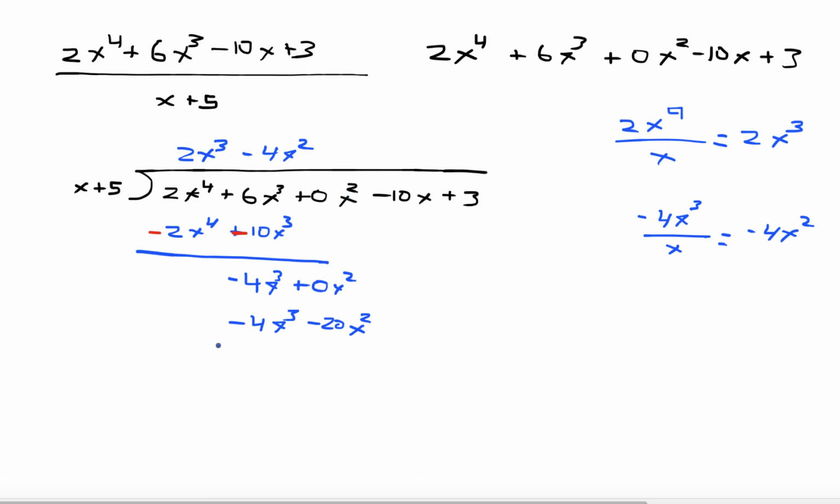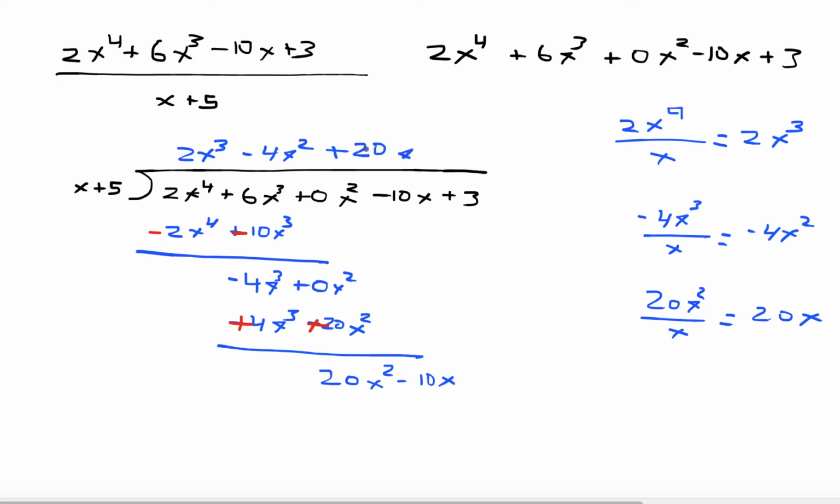So that's why we need to put these placeholders to account for any missing terms. That way, when we subtract in the next step, this should change to a positive, this should change to a positive, and these are like terms that we can combine. So the x cubed term cancels out, and this gives us a positive 20x squared. We'll bring down the next term and repeat this. 20x squared divided by x gives us 20x. That should be the next term in our quotient. Then 20x times x is, of course, 20x squared, and 20x times 5 gives us plus 100x.